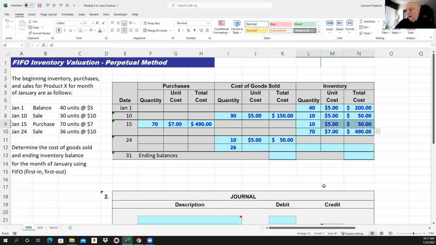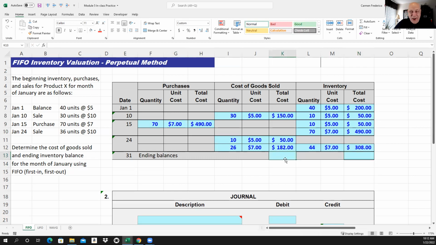Well, since these are all gone, the 10 units at $5 a piece, all we have left to look at are the $7 a piece units. So those are at $7 a piece. So our cost of goods sold would be $182. Okay, what do we have left in inventory? Well, the first layer is all gone. These 10 units are all gone. So what do we have left? We had 70 at $7 a piece, but we sold 26 of them. So we have 44 units remaining at $7 a piece. So 44 times 7 is our ending inventory, or $308.